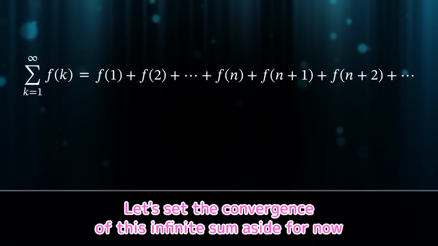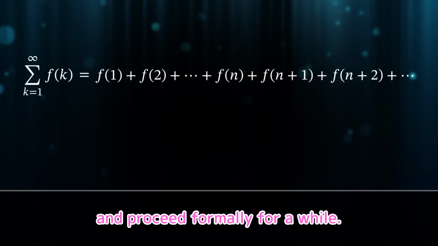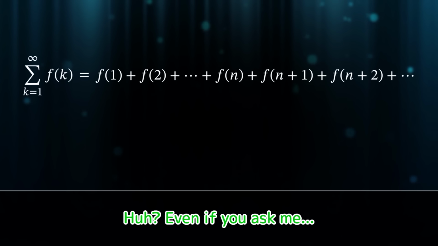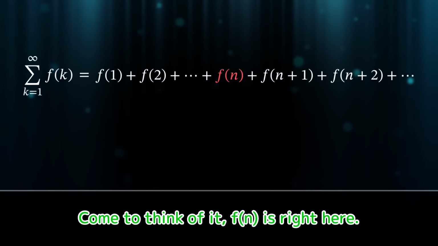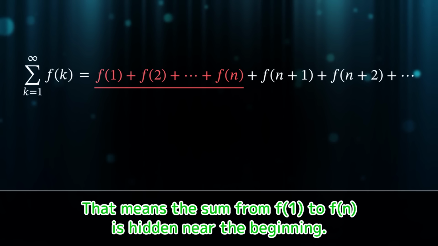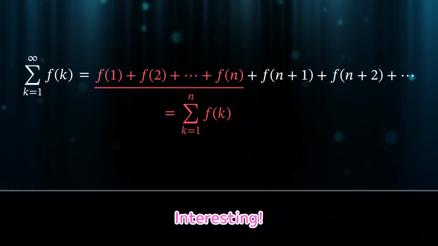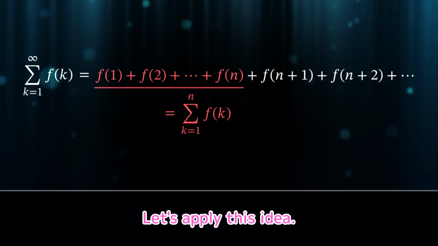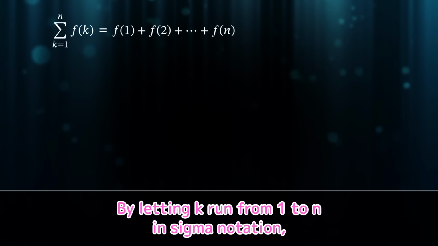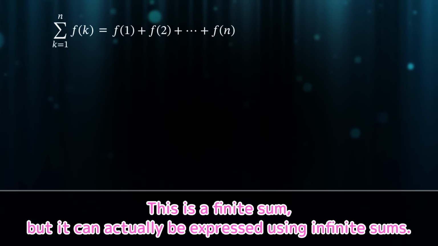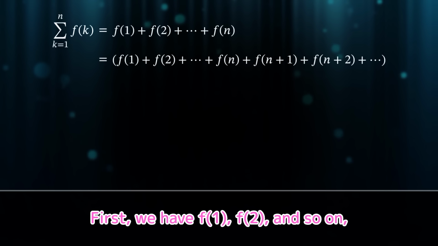Let's set the convergence of this infinite sum aside for now, and proceed formally for a while. By the way, Zundamon, do you notice anything? Huh? Even if you ask me? Come to think of it, f of n is right here. That means the sum from f of 1 to f of n is hidden near the beginning. We can express it like this using sigma notation. Interesting. Let's apply this idea. By letting k run from 1 to n in sigma notation, we obtain the sum from f of 1 to f of n. This is a finite sum, but it can actually be expressed using infinite sums. First, we have f of 1.